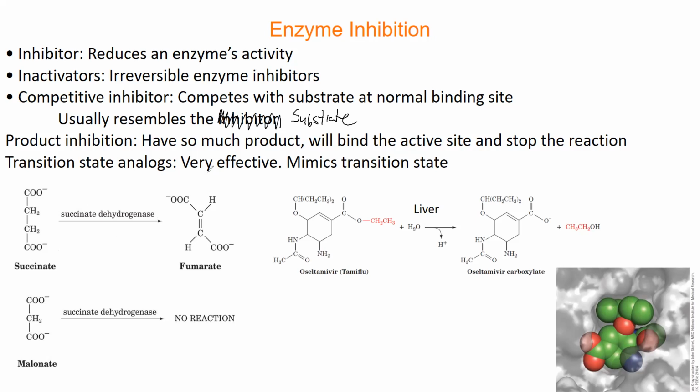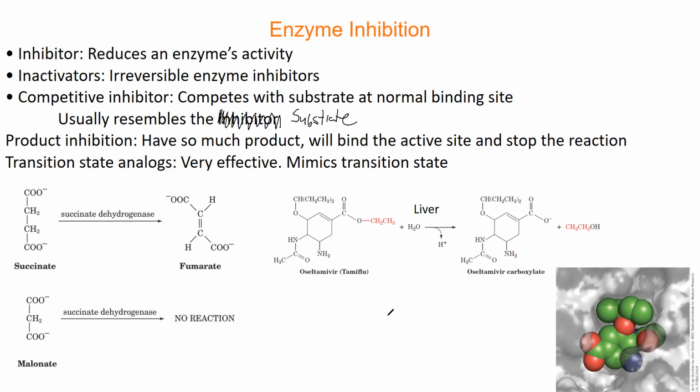And here we have an example of a competitive inhibitor for succinate dehydrogenase. Succinate dehydrogenase is part of the Krebs cycle, and it's also complex 2 in the oxidative phosphorylation chain. What it does is change succinate, shown here, to fumarate. Well, malonate looks a lot like succinate, and malonate will go and bind to succinate dehydrogenase and make no reaction happen.